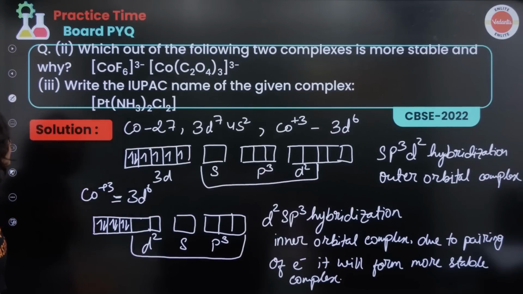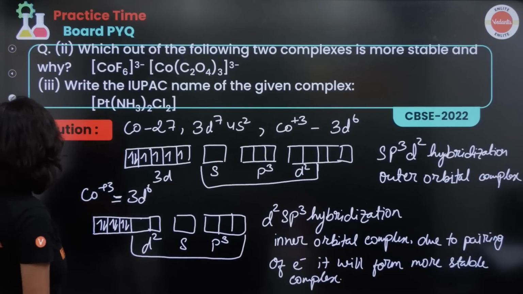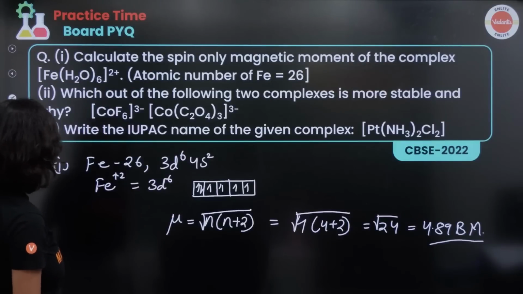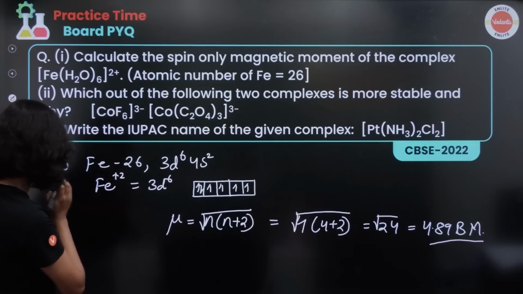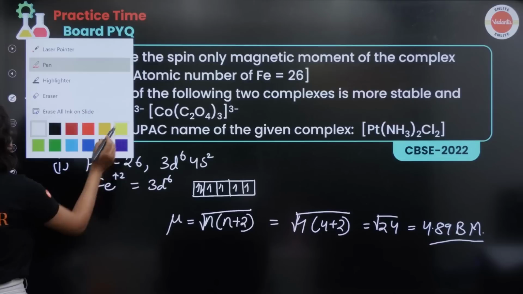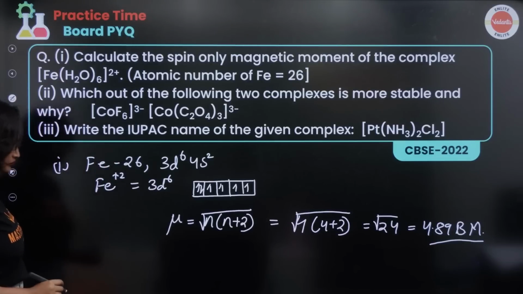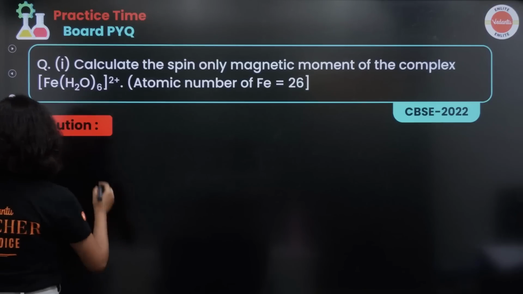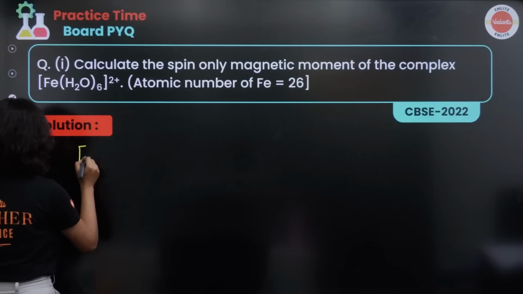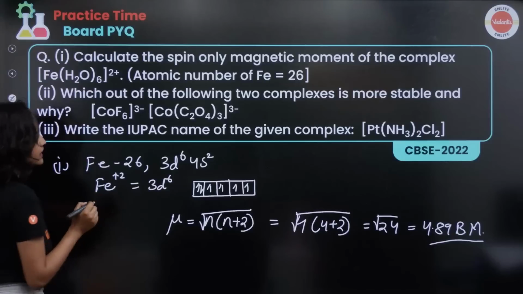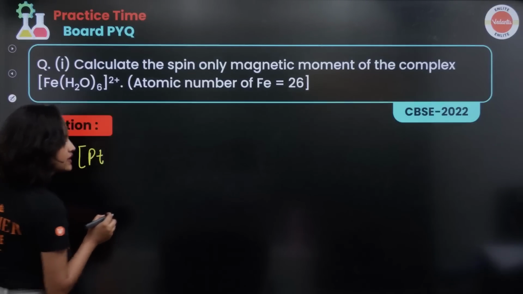Now, IUPAC name of [Pt(NH3)2Cl2]. Alright, I think let's do it here somewhere. Let's do it here. But I'll change the color, okay? I'll change the color here. Or should I do it here? Let's do it here. [Pt(NH3)2Cl2].